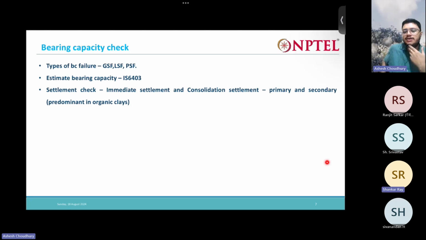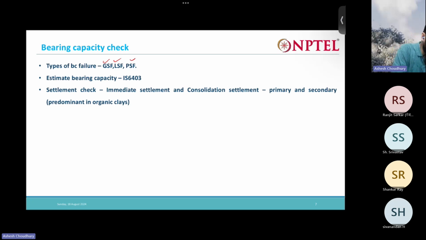What are the types of bearing capacity failure? General shear failure, local shear failure, and punching shear failure. General shear failure generally occurs if the soil friction angle is more than 36 degrees. Below that we consider local shear failure, and if the soil is very loose, shear surfaces won't develop, and at that time we have the punching shear failure.